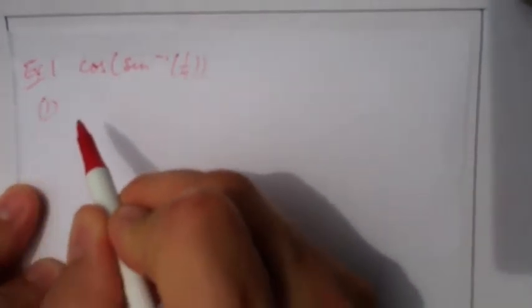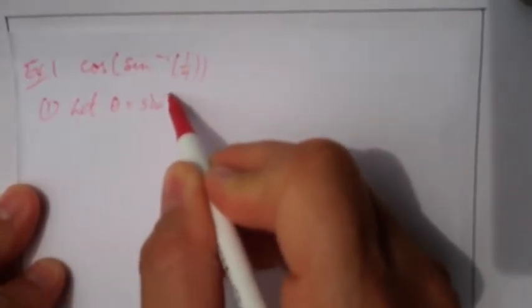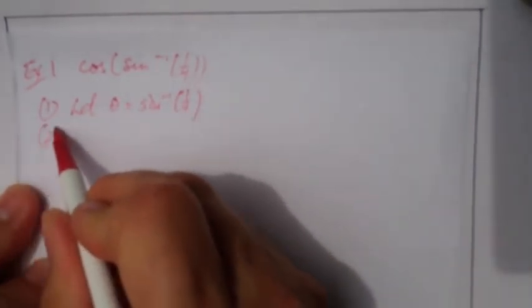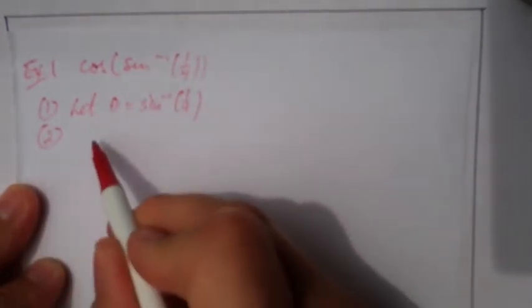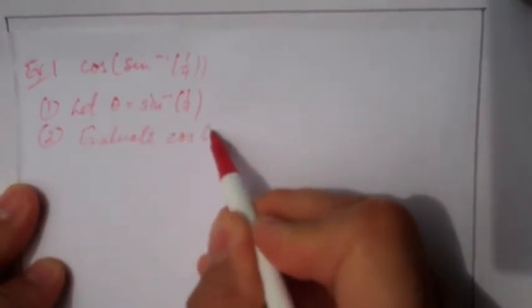Example 1. Suppose we're given cosine of sine inverse of 1/4. Now, in step 1, I would write down let theta equal the inverse sine of 1/4. So, in step 2, what I'm really trying to evaluate is the cosine of theta. If I let all of this be theta, then I'm going to evaluate the cosine of theta once I make my substitution. So that's what I'm trying to find.